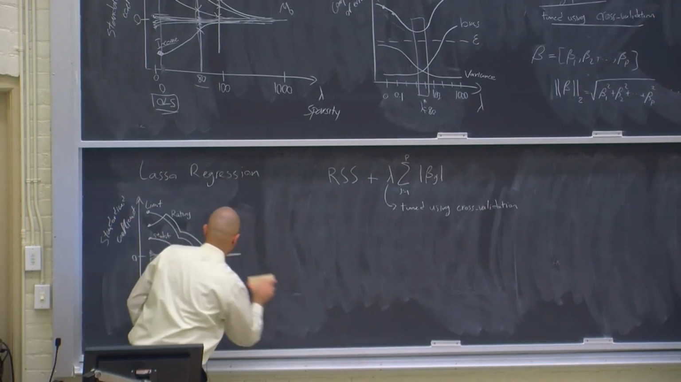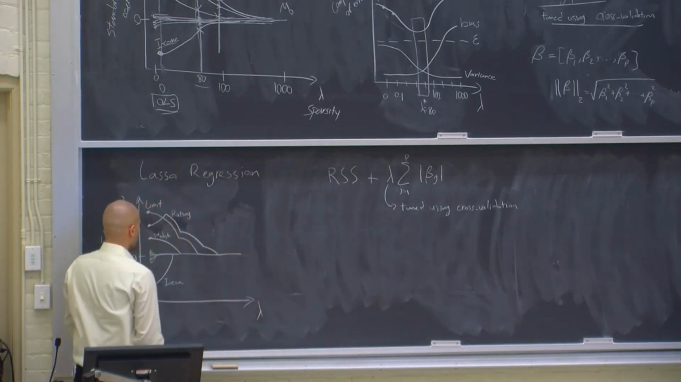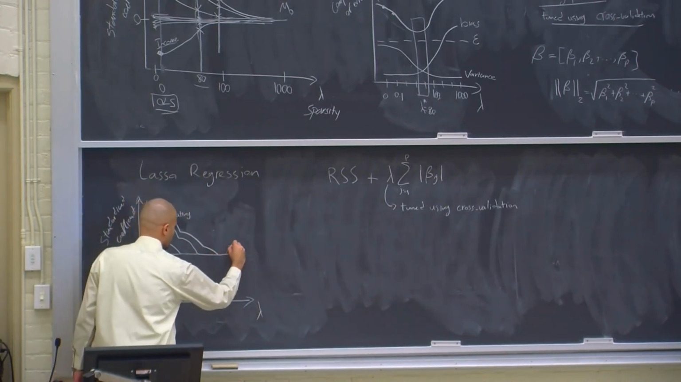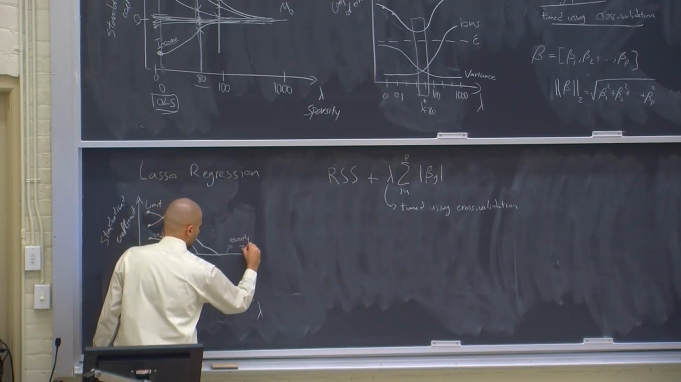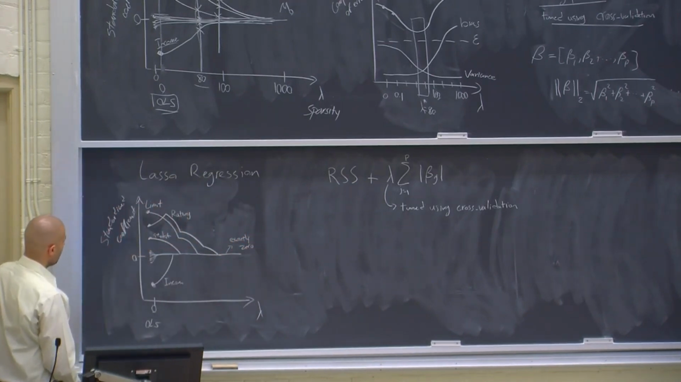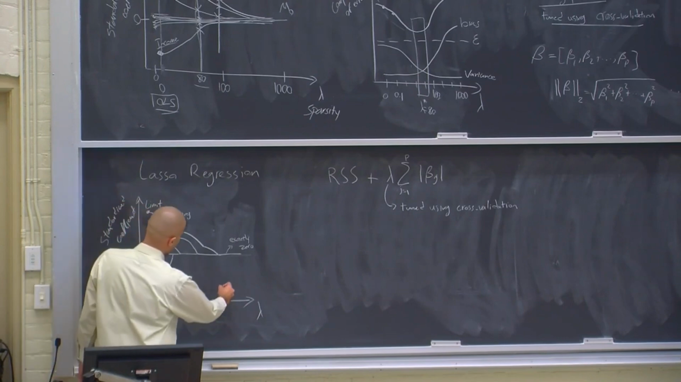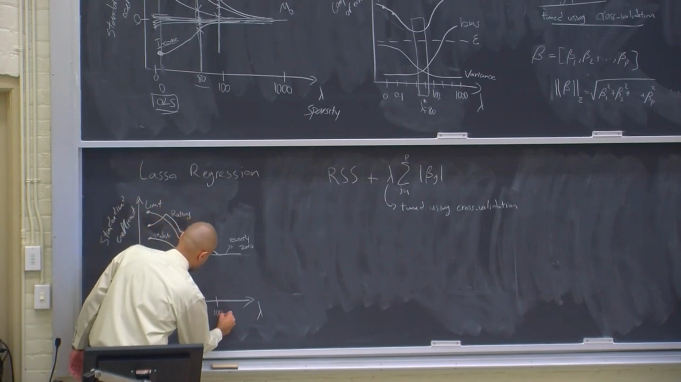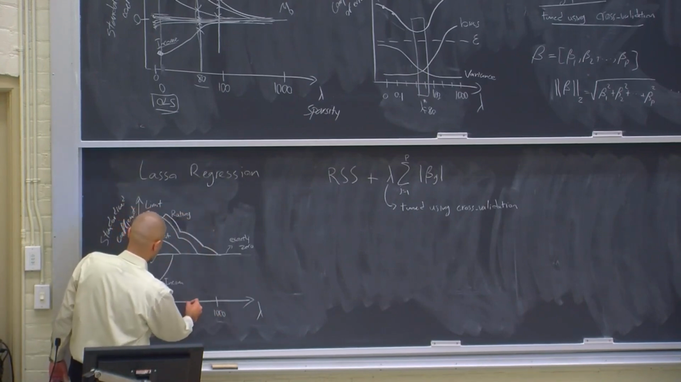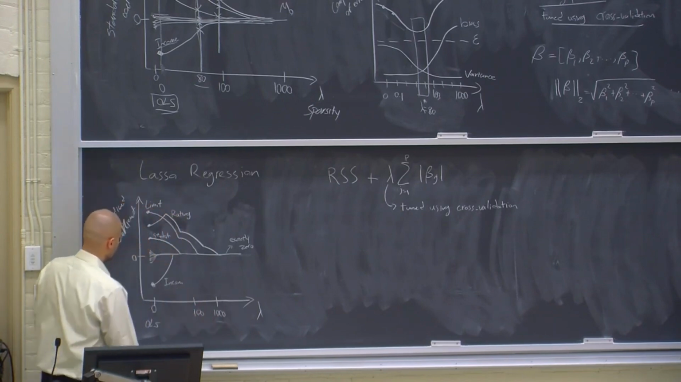So with lasso regression, one main difference is that this line in here is exactly 0. So what this means is that maybe let's say here it's 1,000, maybe here it's 100.